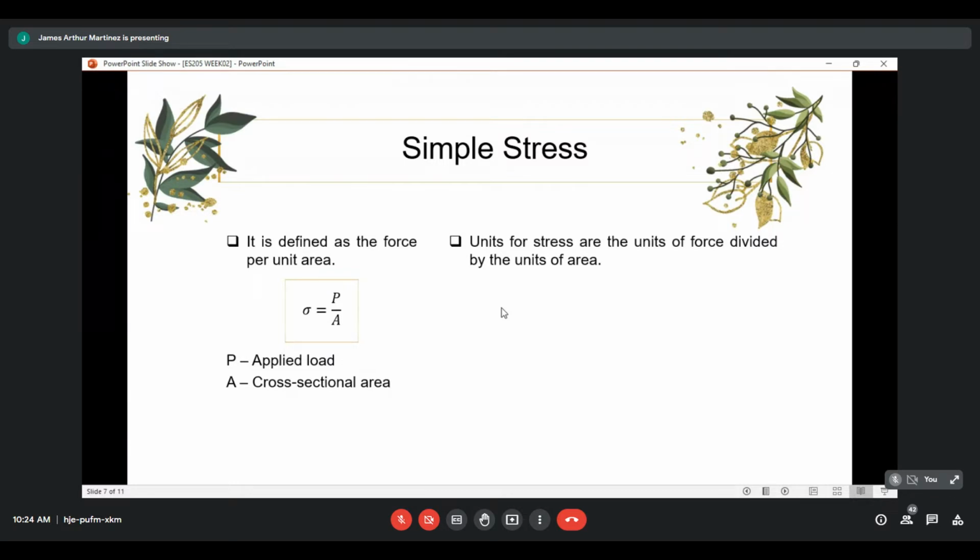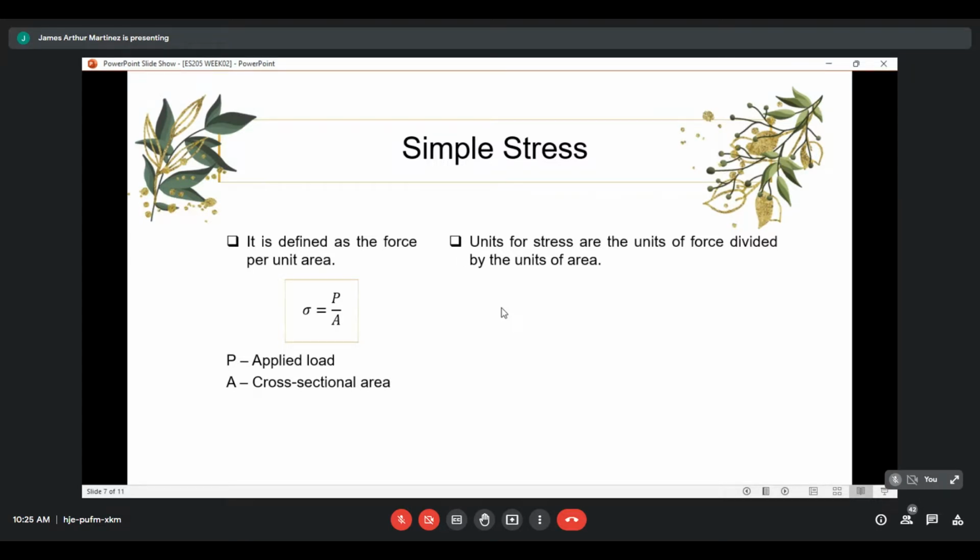But if it's shear stress, then the area parallel to your force is what you consider. But for today, we will focus more on normal stress. So next meeting or next week, we will discuss shear stress and bearing stress. So for today, we will discuss purely normal stress.